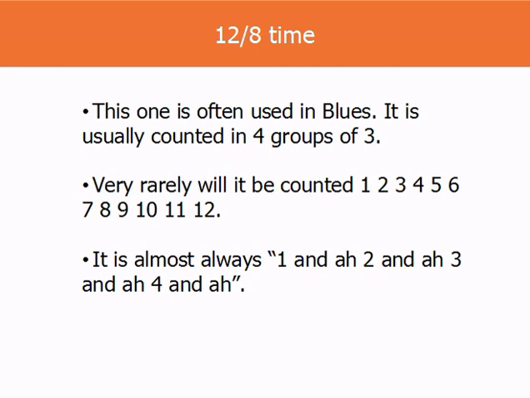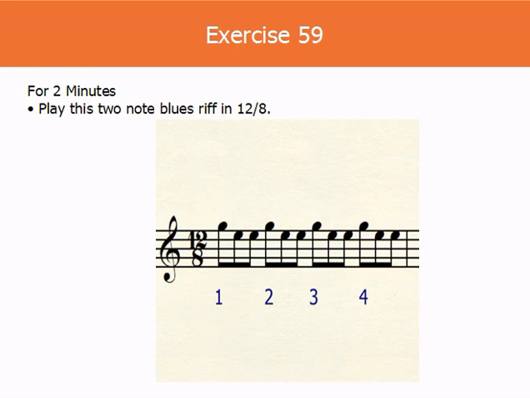Now 12/8 time, usually used in blues, counted in 4 groups of 3. No one's going to count really 1, 2, 3, 4, 5, 6, 7, 8, 9, 10, 11, 12. You'll always most likely hear 1 and a 2 and a 3 and a 4, boom, and you're back on 1. Let's count this simple blues lick as a 1, 2, 3, 4.